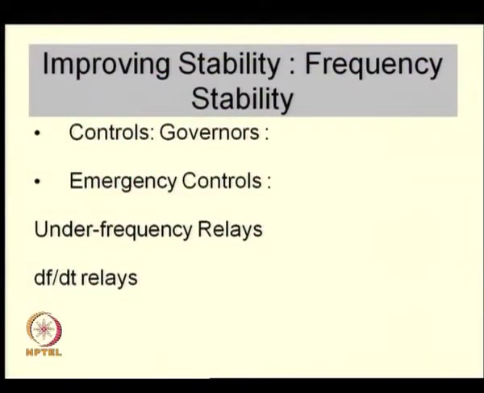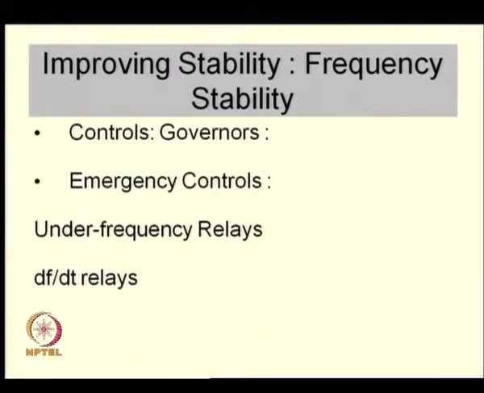We saw that the movement of the center of inertia of a multi-machine system is dependent on the load generation balance, and the controls which affect this are effectively the speed governors which may be present on the turbine of a synchronous generator. Okay. So, the main control by which we can affect the frequency of a system, or ensure that the frequency remains within limits, is essentially the governing action of steam, hydro or gas turbines.